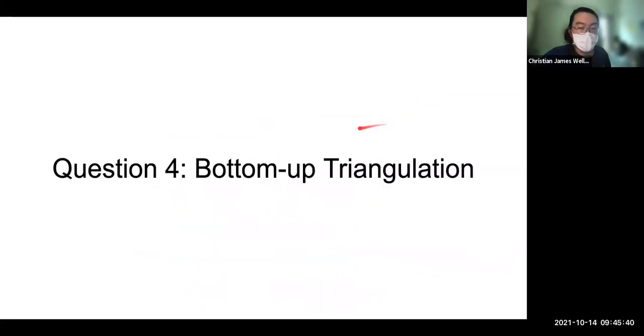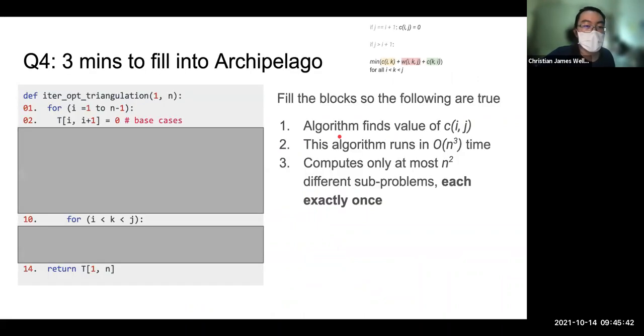Okay, so final question, bottom-up triangulation. And I see some answers saying that actually the one in the tutorial is movable. So that's kind of a hack. But anyway, try to think of a way.